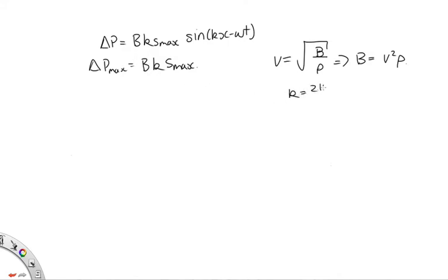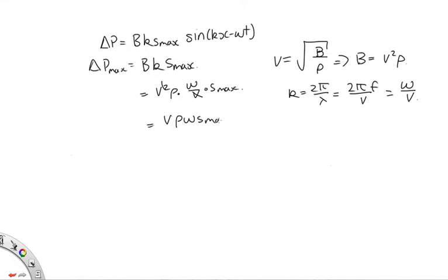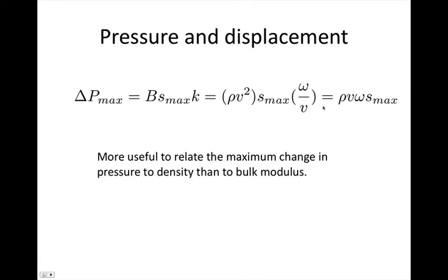K is equal to 2 pi over lambda. Lambda is equal to the velocity over the frequency, so we can write this as omega over V. So let's make these replacements. We've got V squared rho times omega over V times S max. These V's cancel and we end up with V rho omega S max is equal to the maximum pressure differential. The reason for doing this is just that the density, the velocity and the angular frequency of the sound wave are easier to measure than the bulk modulus.